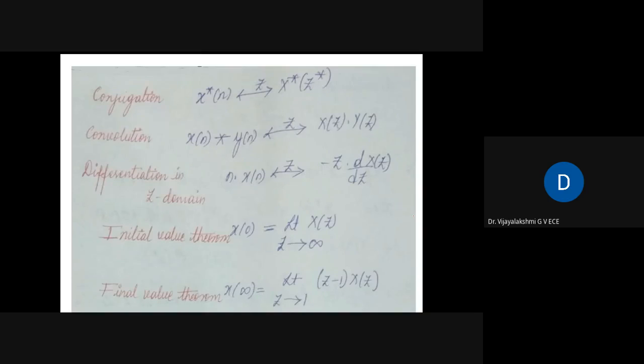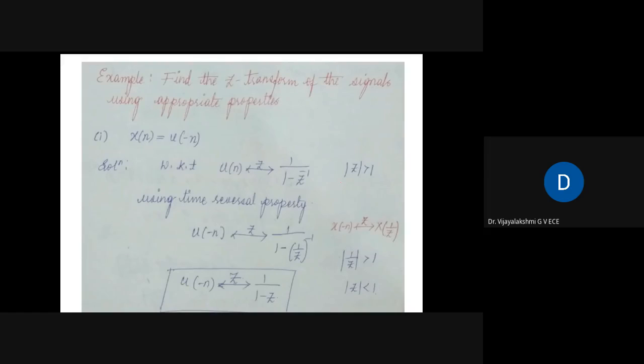Next, let us take examples. Here we have to use appropriate properties. The base signal we have considered is a step signal. Whatever changes we do, we do to the step signal. Then we apply the properties and find out the Z transform. Let us see one by one. So now the question is common: find the Z transform of the signals using appropriate properties.